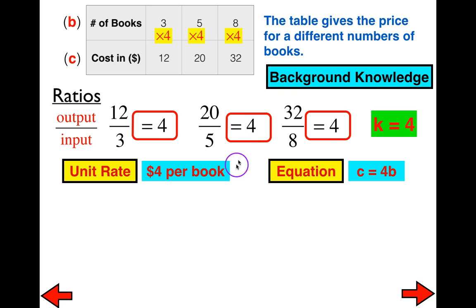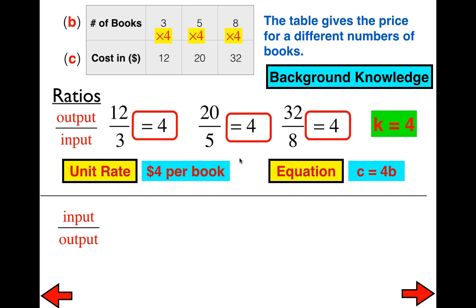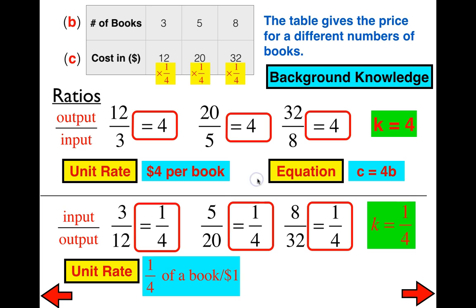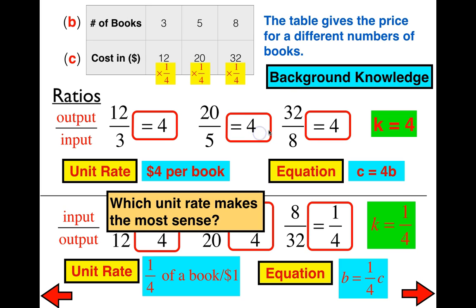In certain cases, you may go the opposite direction. In this case, you wouldn't. Why? Because it doesn't make much sense to say that it would be 1/4 of a book for every dollar. So which one makes more sense? Hopefully you agree that $4 per book makes a little bit more sense as a unit rate.